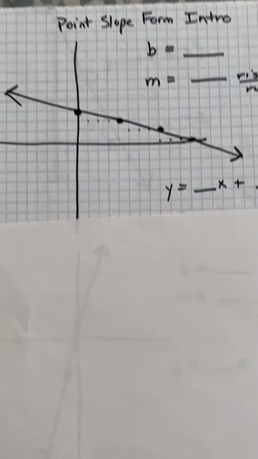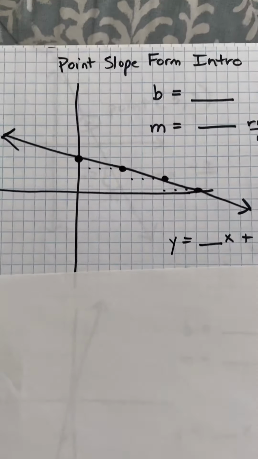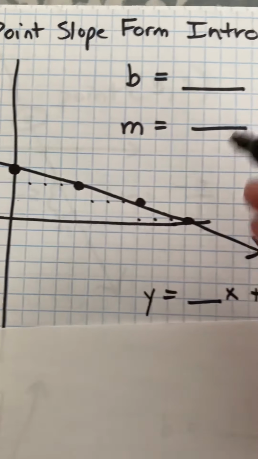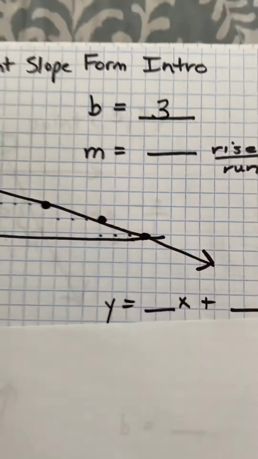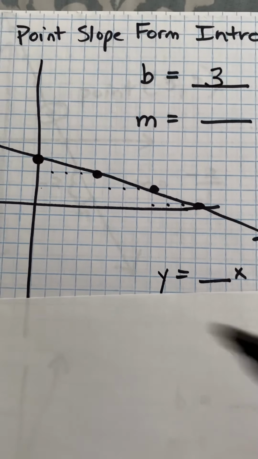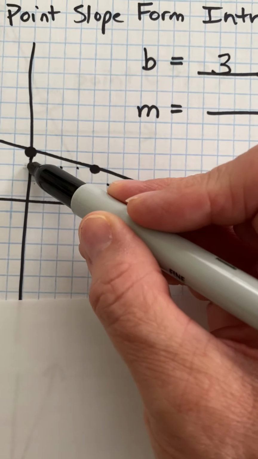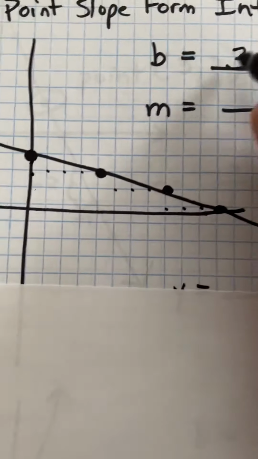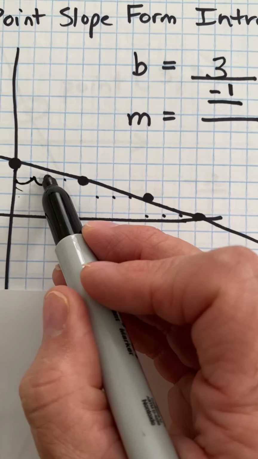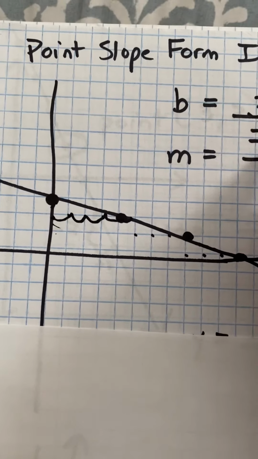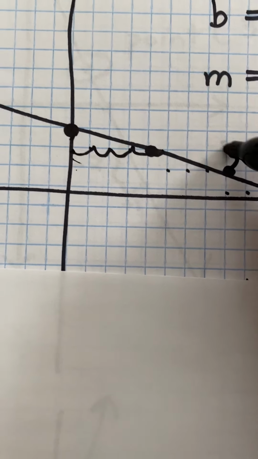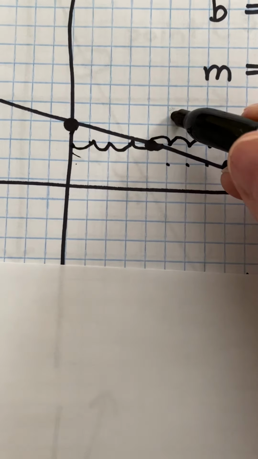To come up with this equation, first we have to identify b. In this case, I count 1, 2, 3. b is +3. Then I have to figure out the slope. To figure out the slope, I can start at any point I want. I can start here and say it's down 1, so down 1 would be -1, and then it's over 1, 2, 3, 4. So it's -1/4.